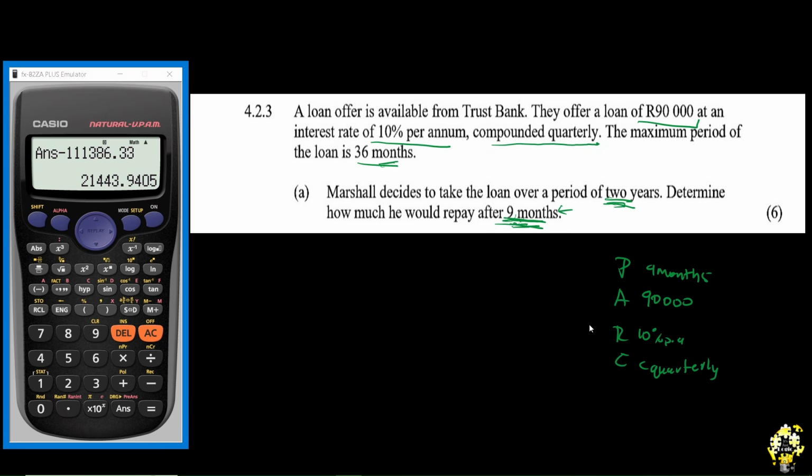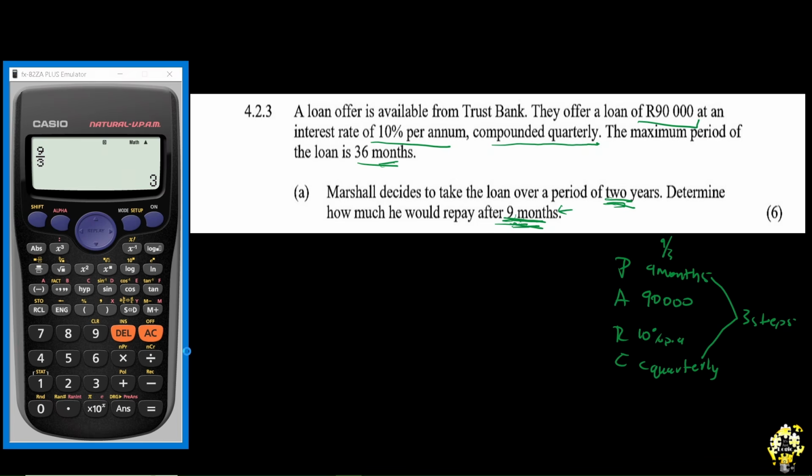Are we done here? No. This should tell us how many steps, how many quarters is 9 months. First of all, how many months is 1 quarter? Well, a quarter is 3 months. So how many 3 months do we have in 9 months? Well, you can simply say 9 divided by 3, which gives us 3. So 3 steps: first quarter, second quarter, third quarter.